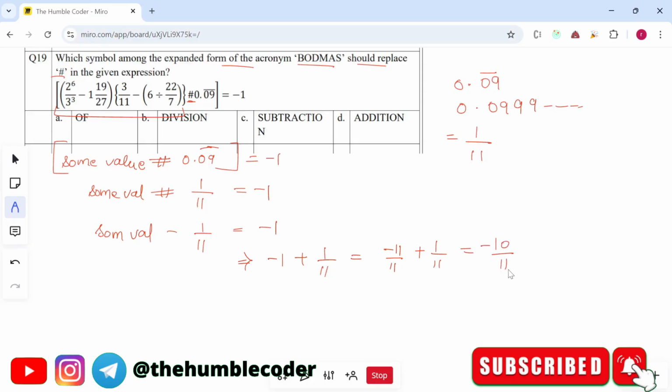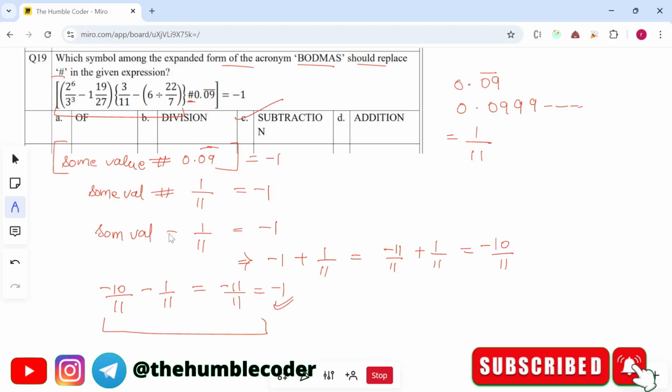Now this means that the first part of the expression is -10 by 11, and subtracting. So let's put this value in our equation. -10 by 11 and -1 by 11 will be equal to -1, right? Why so? Because -10 and -1 get added, so it will be -11 by 11, and this is -1. So when we put the value of the some value in this equation, it is satisfying, which means it is correct, right? So the answer in this case is subtraction only.